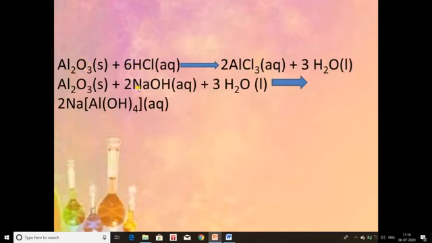In the second equation, with NaOH, the oxide of aluminium reacts with a base, so it will act as an acid. In the presence of water, it will form a complex. This is sodium aluminate.